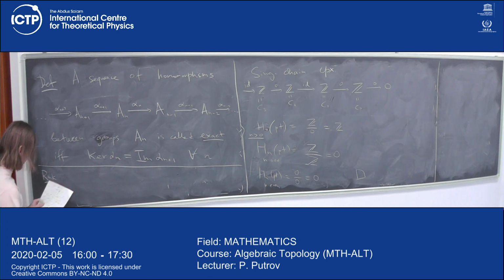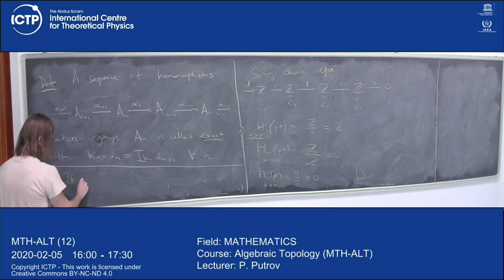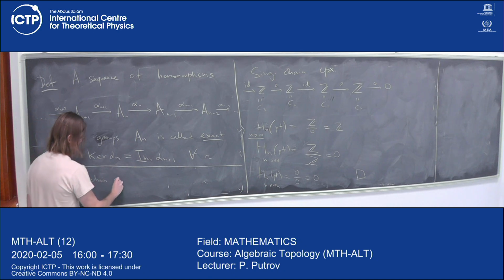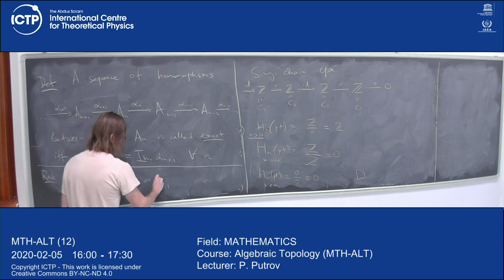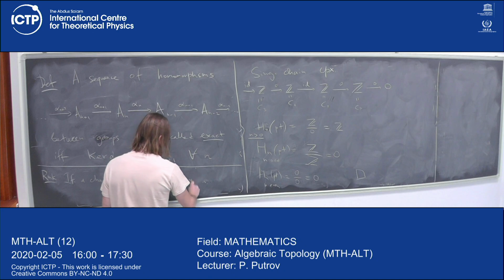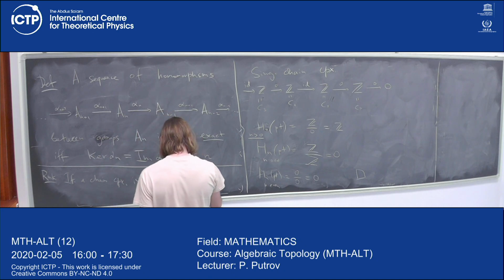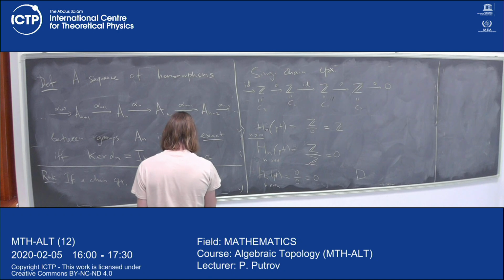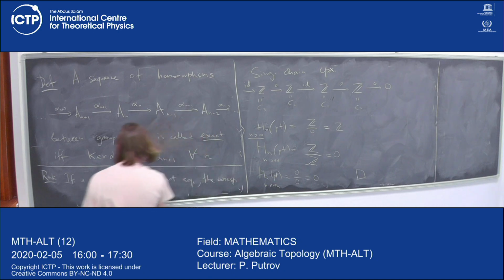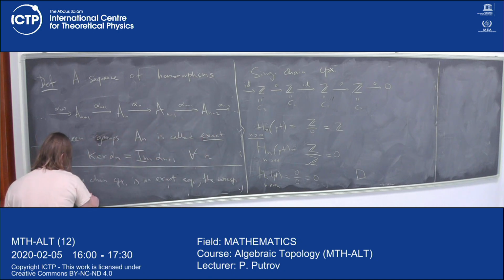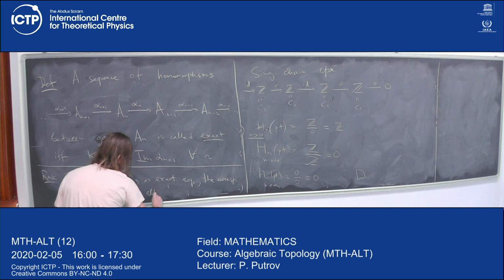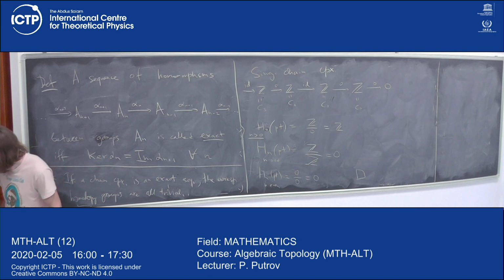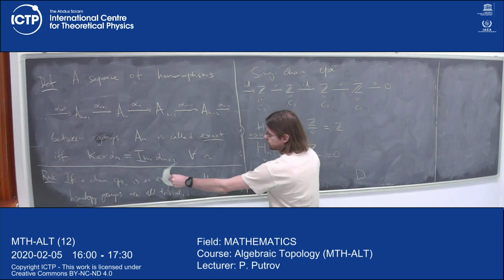So we make the following remark: if a chain complex is an exact sequence, this means that the corresponding homology groups are all trivial. Because the homology group is this quotient, the quotient of the kernel by the image.